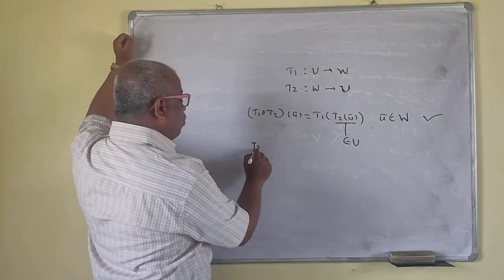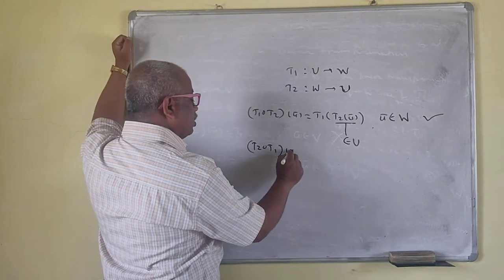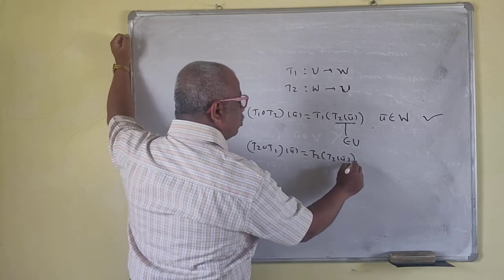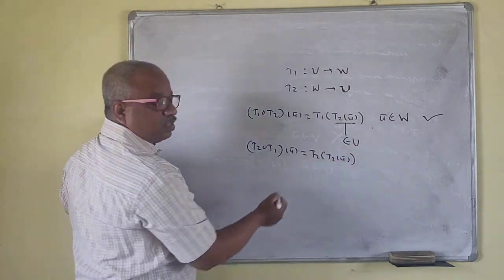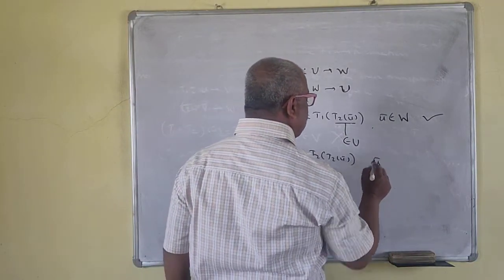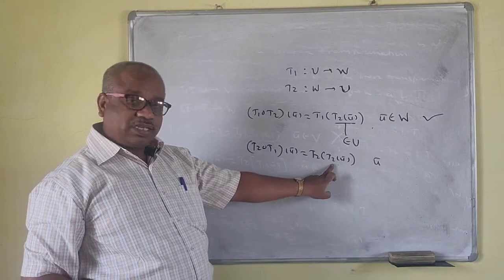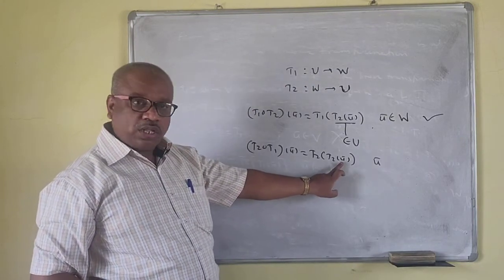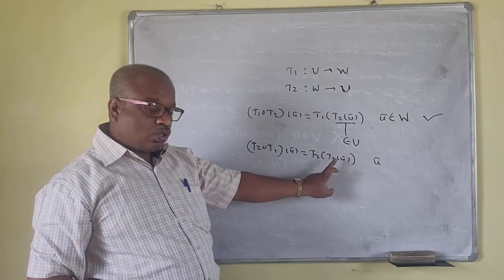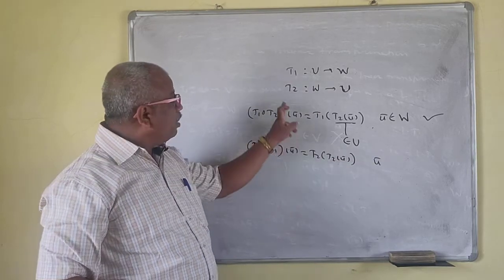What about T2 compose T1 then? Suppose this is U bar. We'll decide where U bar is now. This U bar being in W does not imply that it is also in the domain of T1. It depends on the domain and codomain of T2. You are applying T2 on U bar, so U bar must belong to the domain of T2. What is the domain of T2? It is W.